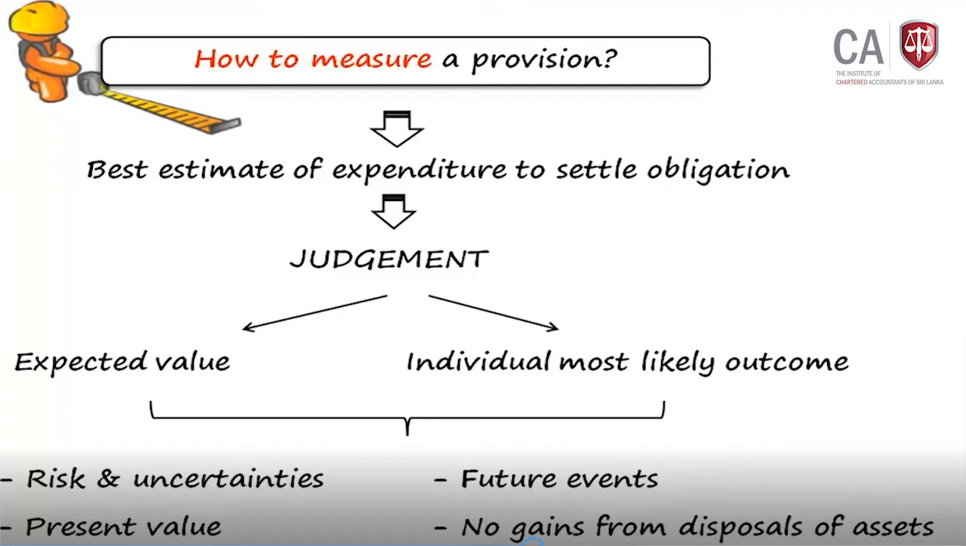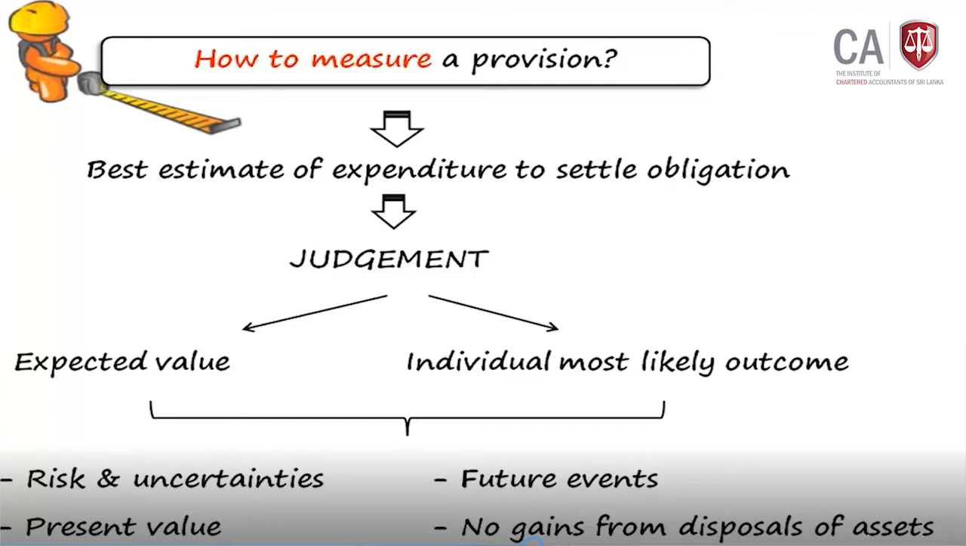Right? Fine. In short, how do you measure provisions? That should be the best estimate of expenditure to settle the obligation. And best estimate means that it's a judgment. Based on judgment, provision can be calculated using expected value when you have many outcomes, and if not, individual most likely outcomes. When you measure the provision, you have to consider 4 factors. One is risk and uncertainties. Second one, present value of future obligation, because this obligation will be settled in future.